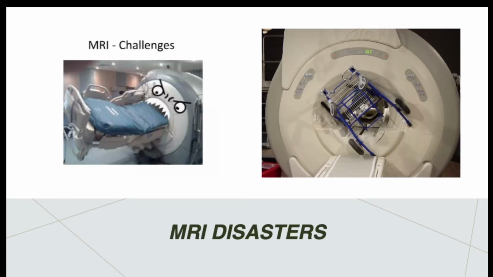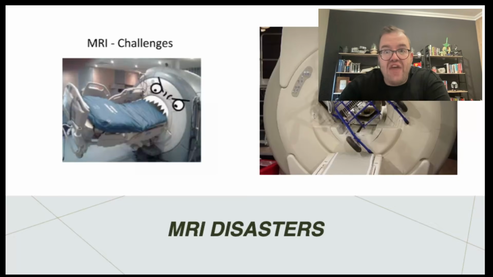So here are the MRI disasters, guys. If you look on this picture, that is a full bed sucked into a 3 Tesla MRI machine. And this is a shopping trolley sucked into an MRI machine. These things have happened, at Barra twice, as far as I was aware, while I was there in my time, and at other hospitals.